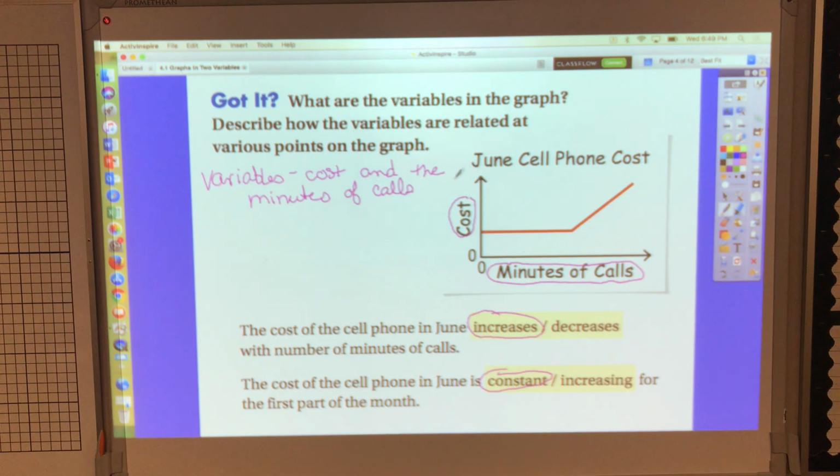So if I want to describe these variables at certain points on the graph, I would say the cost remains the same. It means constant. It remains the same for the first few minutes of the call.